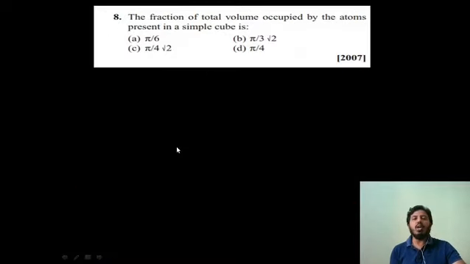Question number 8. The fraction of total volume occupied by the atoms present in a simple cube is. So here they have given a simple cube. For that we have to calculate the fraction of volume occupied by particles. How can we calculate the fraction of total volume occupied by the atoms present in a simple cube? It's very simple. We have to apply the packing fraction formula. That is, the ratio of total volume of the sphere divided by total volume of the cube.